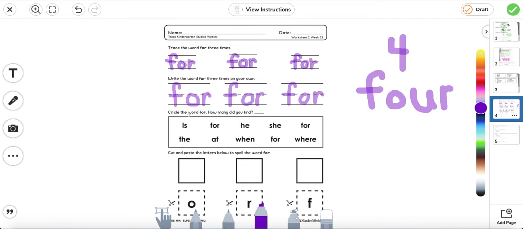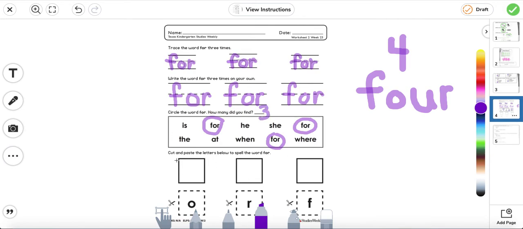Okay, next, circle the word for. How many did you find? So we're going to search for the word for in this box. Is for he, she, for the, at, when, for where. How many did we find? 1, 2, 3. So go ahead and write the number 3.